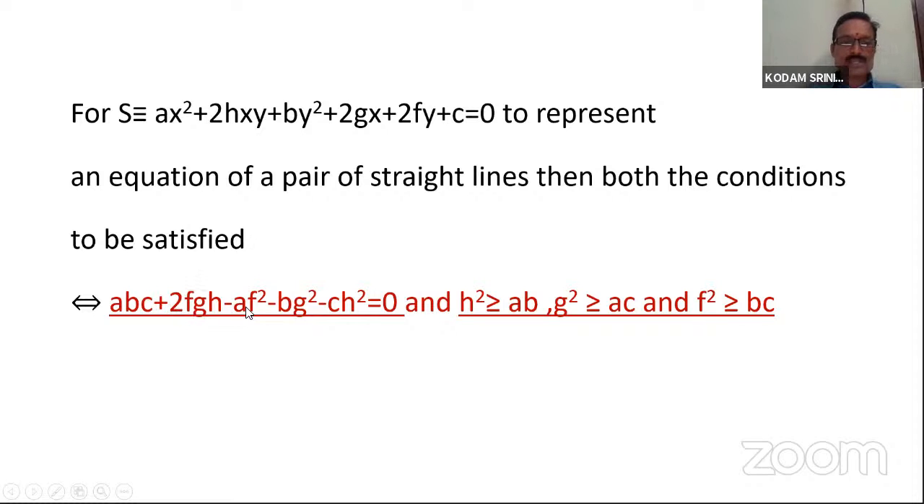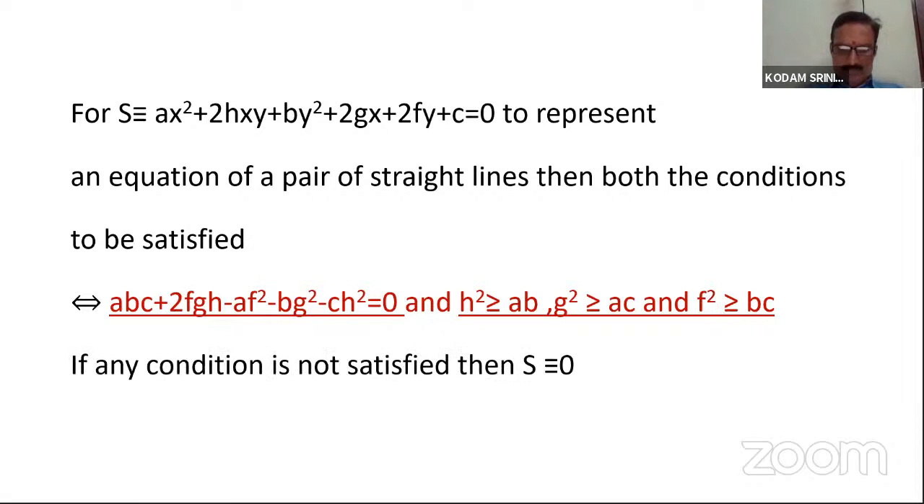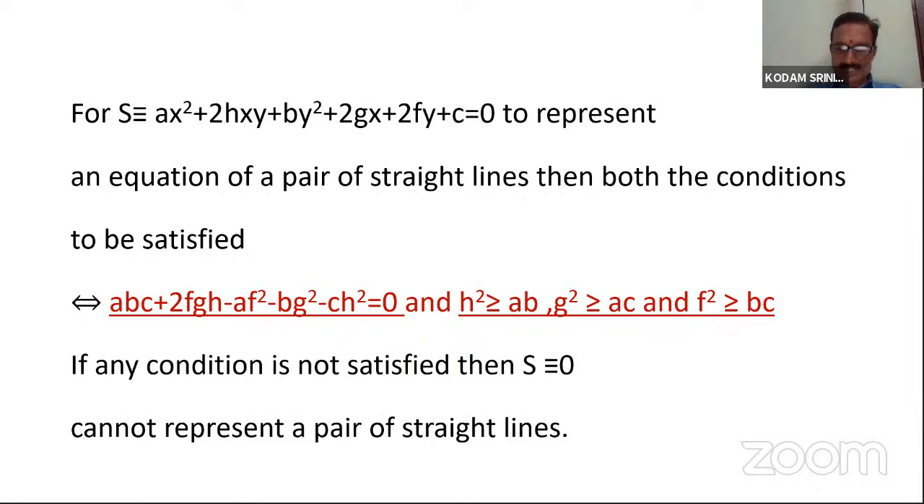That is, ABC plus 2FGH minus A F square minus B G square minus C H square equal to 0, and H square greater than or equal to AB, G square greater than or equal to AC and F square greater than or equal to BC. Suppose any condition is not satisfied, so this is the first condition and this is the second condition. Of these two, if any condition is not satisfied, then the equation S equal to 0 cannot represent a pair of straight lines. To represent a pair of straight lines, both the conditions should be satisfied.